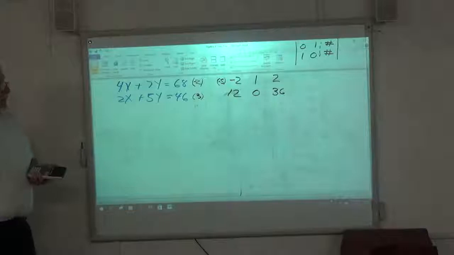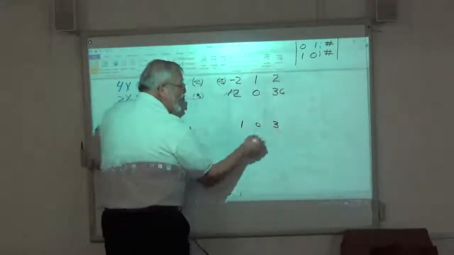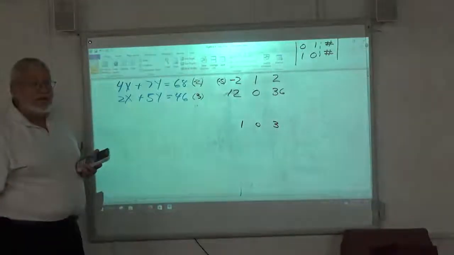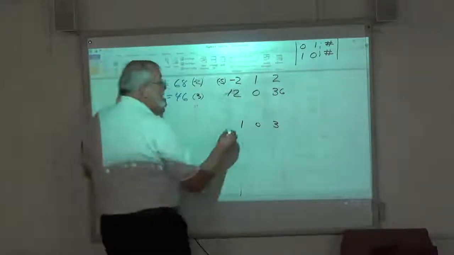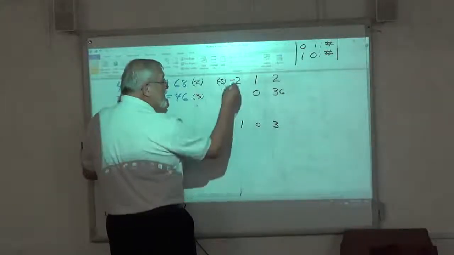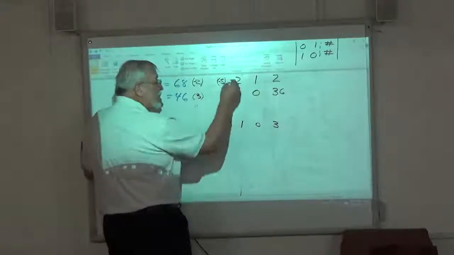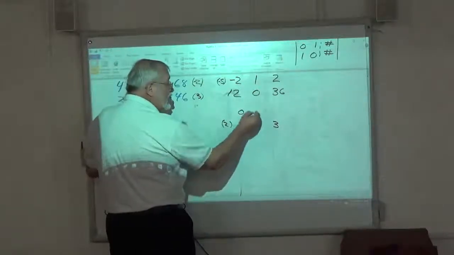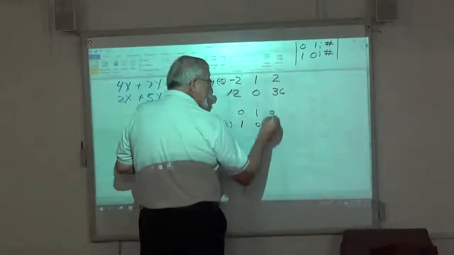Now, do you notice 12 and 36? What is the greatest common factor? Well, so that makes this 1, 0, 3. What does that tell me? That tells me that x equals 3. Now, to get rid of the -2, I'll have to multiply this row by 2. So 2 plus -2 is 0. 0 plus 1 is 1. And 6 plus 2 is 8.